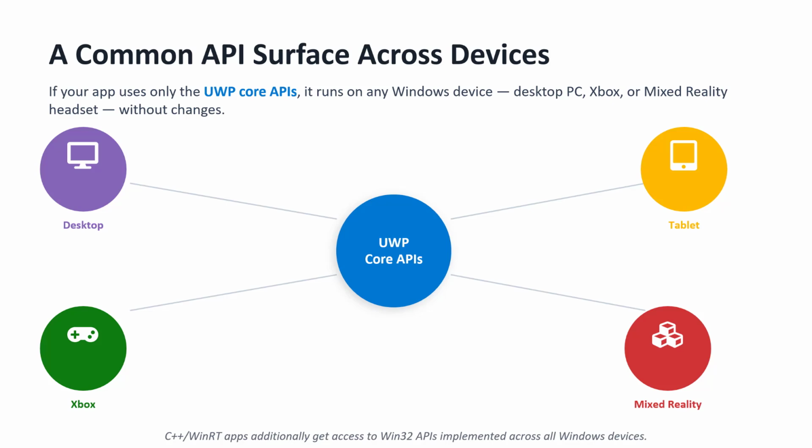So we talked about multi-language support. If you work with C++, a UWP app written in C++ WinRT additionally gets access to the Win32 APIs, which are then implemented by all Windows devices. So that gives C++ developers an extra layer of capability beyond the standard UWP core APIs, while C# developers typically work directly with that core API set.